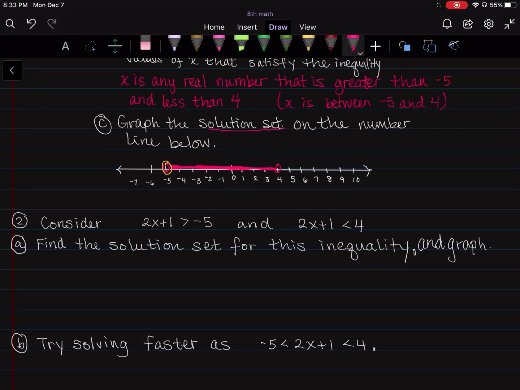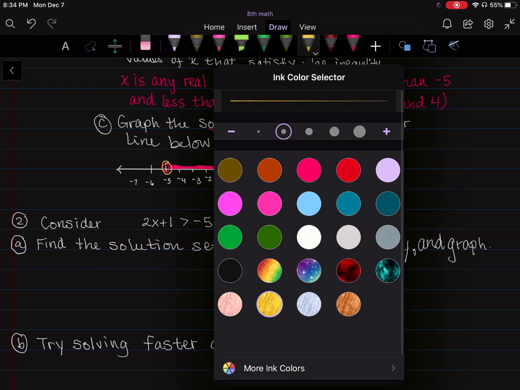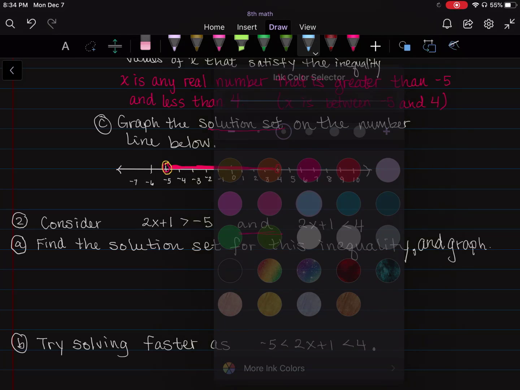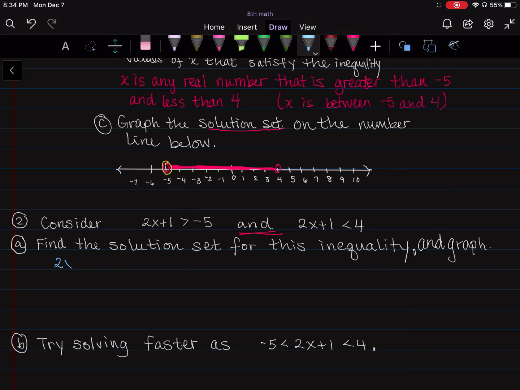Problem 2. Consider 2x plus 1 is greater than negative 5, and 2x plus 1 is less than 4. We're going to find the solution set for this inequality and graph it. So to solve an inequality where the two terms are joined by "and," I'm going to solve both inequalities first. So I'm going to solve 2x plus 1 is greater than negative 5.